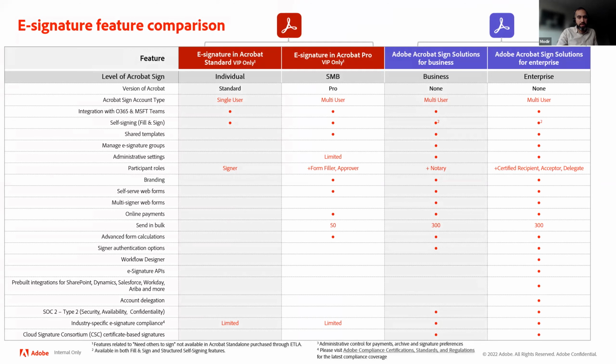Here on this slide, you can see that the offering in Acrobat Pro is very similar to the offering in Acrobat Sign for Business, with a couple of exceptions. I will come back to this slide later in the presentation, and we'll take a closer look at where it differs from each other.